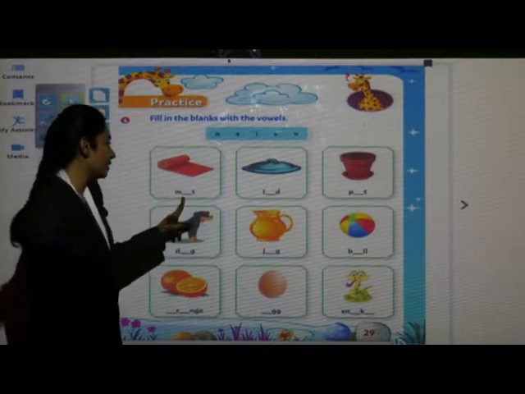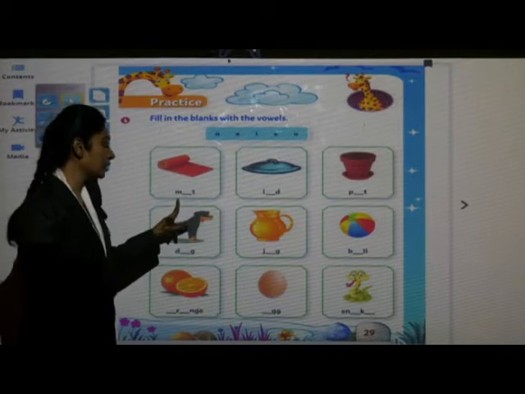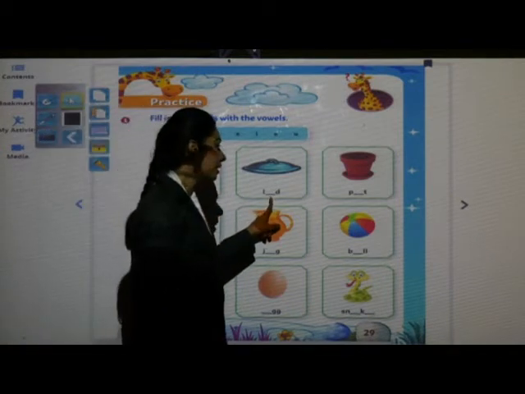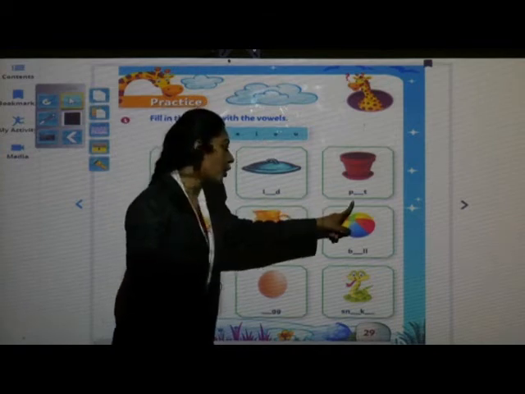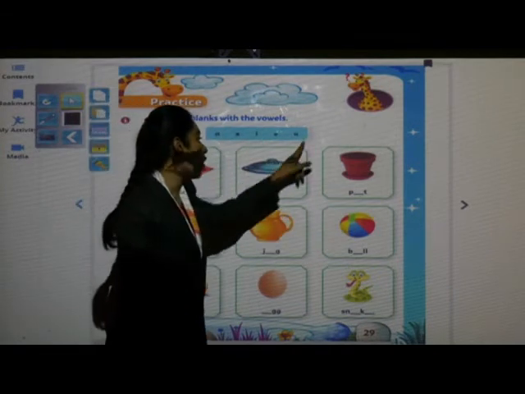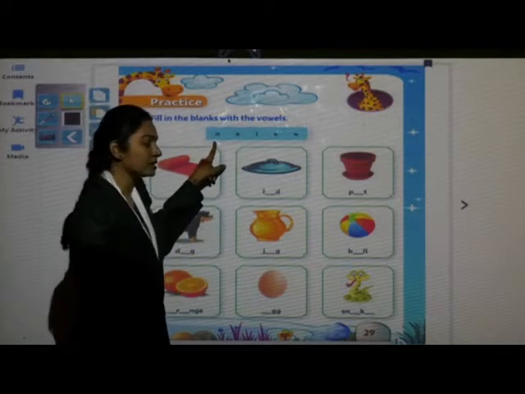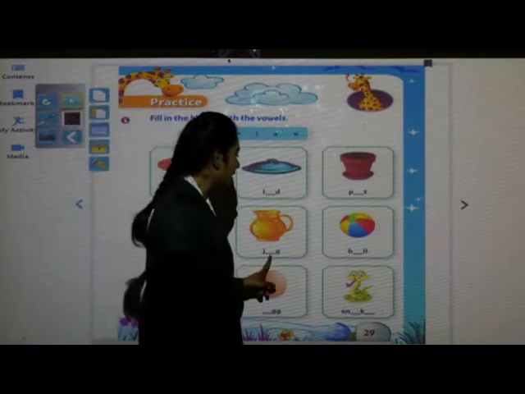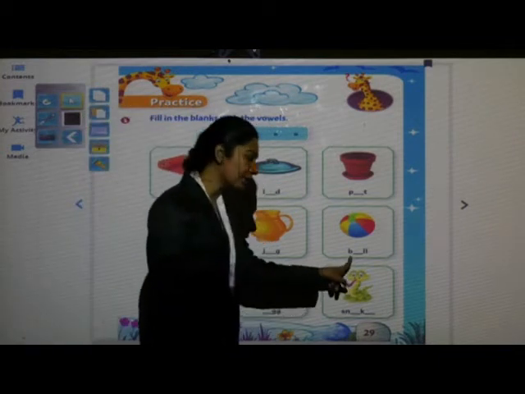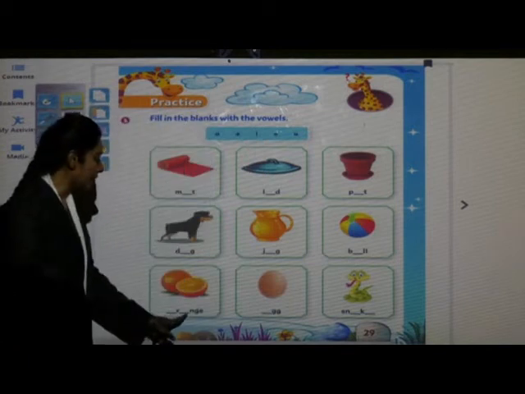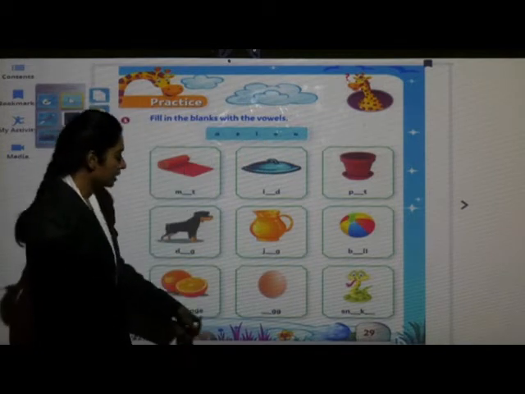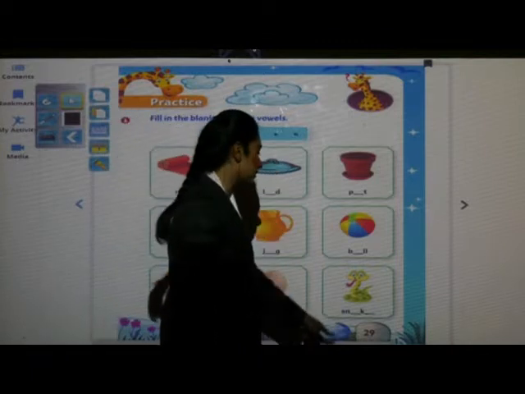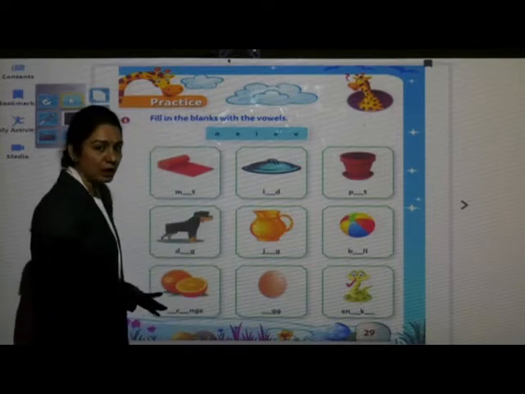So what is the name of this picture? Come on, recognize it. M-A-T, mat. L-I-D, lid. P-O-T, pot. We took the help from the letters of this box. D-O-G, dog. J-U-G, jug. This is B-A-L-L, ball. O-R-A-N-G-E, orange. This is E-double-G, egg. S-N-A-K-E, snake. Okay. So, will you repeat after me now?